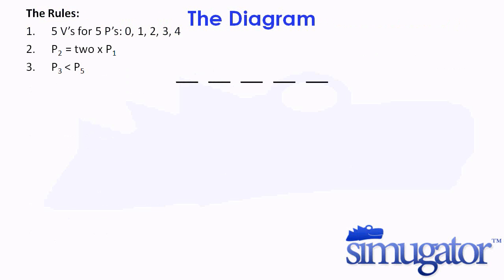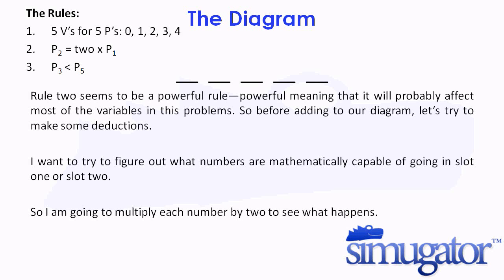So now I'm going to draw out 5 slots just so I can visually see how things are going to work. And I think that Rule 2 is a very powerful rule. And when I say powerful, I mean that it'll probably affect the positions of most of the variables in this problem. So where they can go and where they can't go. So I'm going to try to make some deductions.